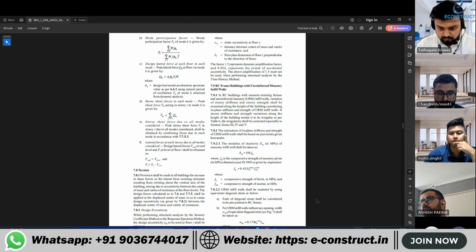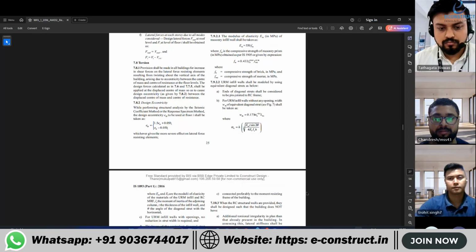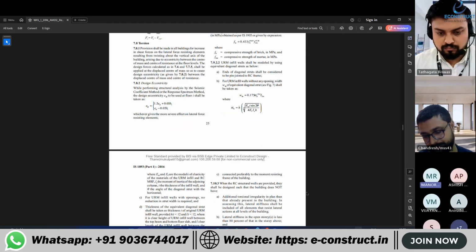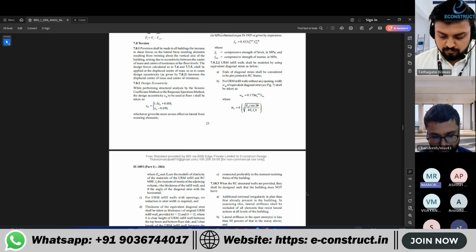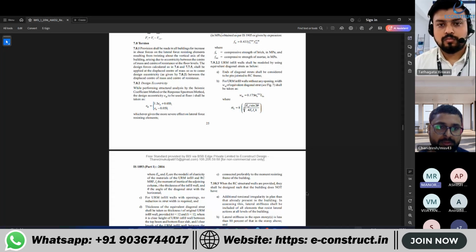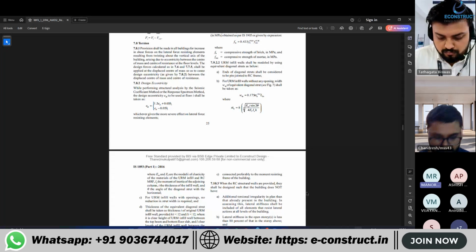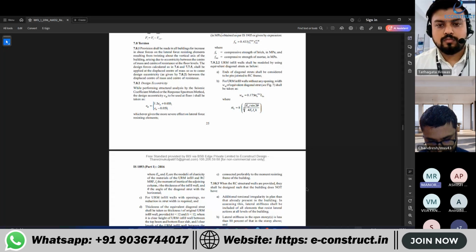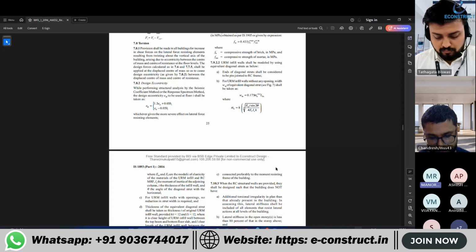the width Wds of equivalent diagonal strut, see figure 7, shall be taken as given, where Em and Ef are the moduli of elasticity of the material of URM infill and RC MRF, I is the moment of inertia of the adjoining column, t is the thickness of infill wall, and theta is the angle of diagonal strut with the horizontal. For URM infill wall with opening, no reduction in strut width is required, and thickness of the equivalent diagonal strut shall be taken as thickness t of the original URM infill wall, provided h by t is less than 12 and L by t is less than 12.